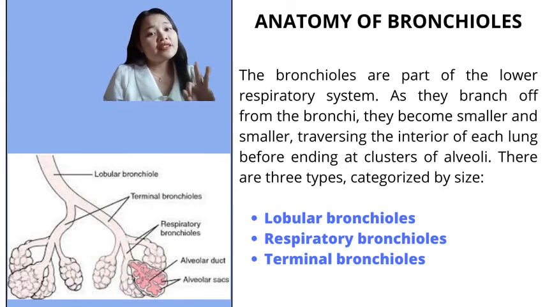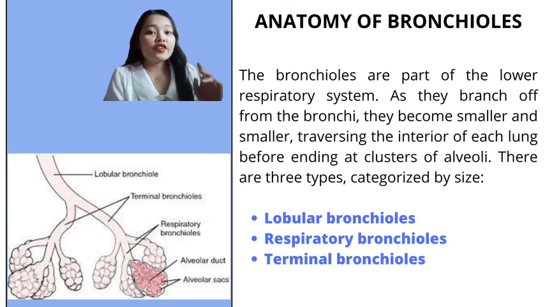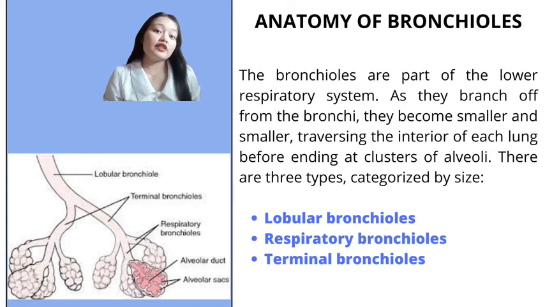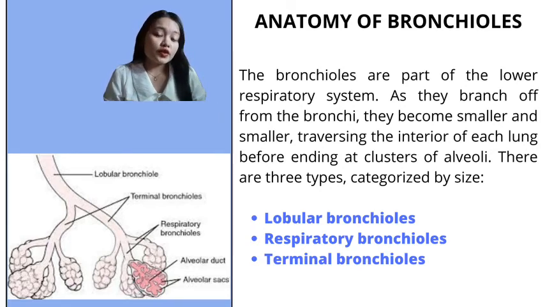So there are three types categorized by size. The lobular bronchioles are larger passages that first enter the lobes of the lungs. Then the respiratory bronchioles, two or more branches from each terminal bronchiole that in turn lead to alveolar ducts. Then the terminal bronchioles, which are 50 to 80 smaller passages in each lung.